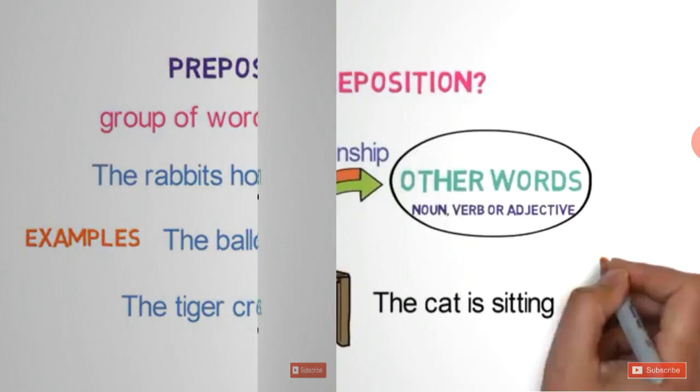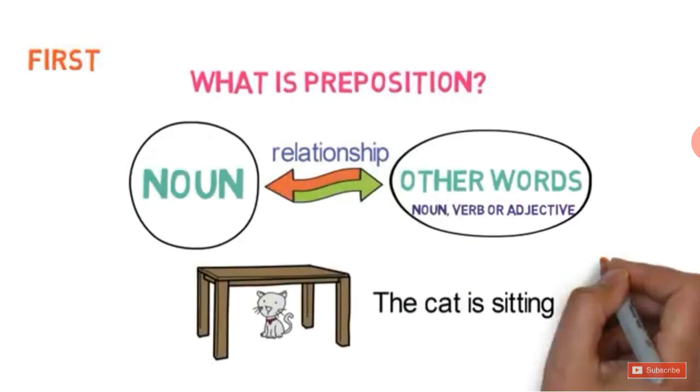Okay, let's quickly revise what we have learned today. The relationship between a noun and a verb, or a noun and an adjective, I mean the relationship between something, is called a preposition, as we discussed earlier. I even gave you an example: the cat is sitting under the table. So here we're talking about the noun table and the sitting place of the cat.